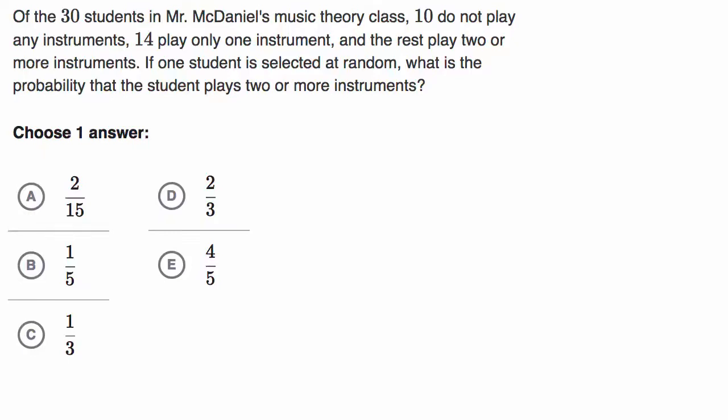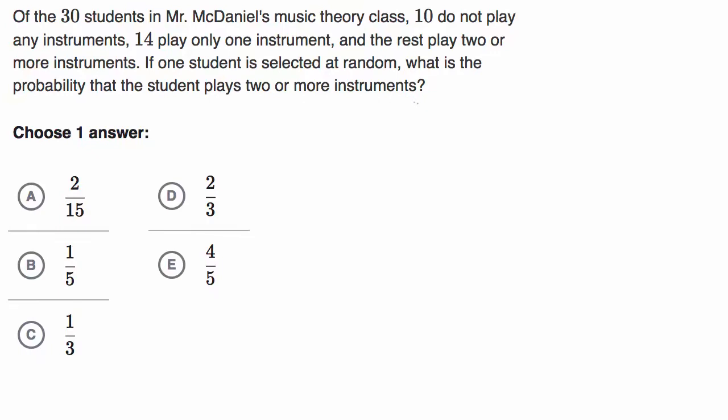We have a probability question here, and it says, of the 30 students in Mr. McDaniel's music theory class, 10 do not play any instruments, 14 play only one instrument, and the rest play 2 or more instruments. If one student is selected at random, what is the probability that the student plays 2 or more instruments? So pause this video and see if you can figure this out on your own before we work through it together.